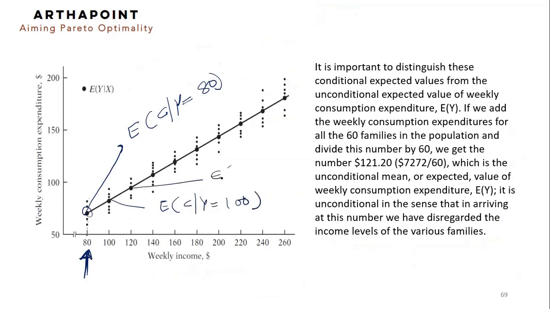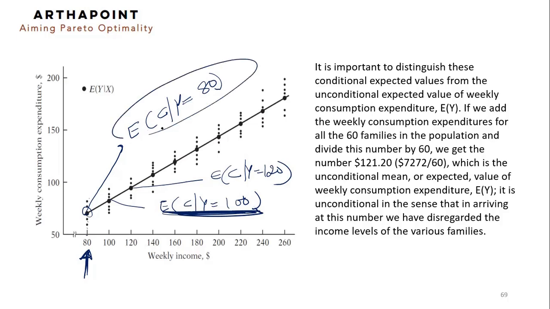Finding average of the consumption given income level equal to 100. Finding average of consumption given income level equal to 120. This is finding average only for the families that had income level of 100, only for the families that had income level of 80, only for the families that had income level of 120. You keep plotting those conditional means. You join those conditional means together. That gives you the regression line.